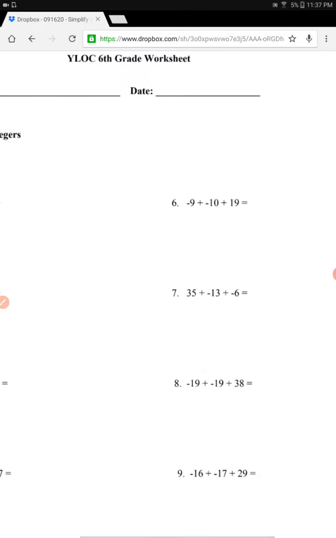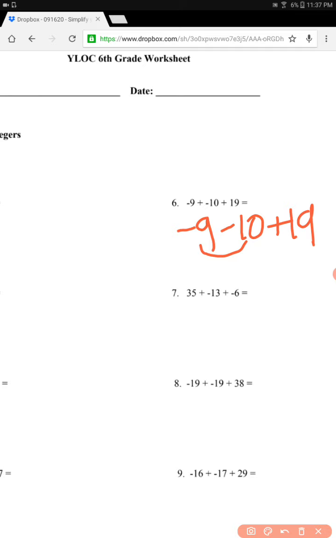Let's try another one here. Number 6, negative 9 plus negative 10 plus 19. So, when you're adding a negative number, it's the same thing as subtracting a positive. So, negative 9 plus negative 10 is the same thing as subtracting 10, and plus 19. So, negative 9 minus 10 is the same thing as negative 19. And then plus 19 equals 0.